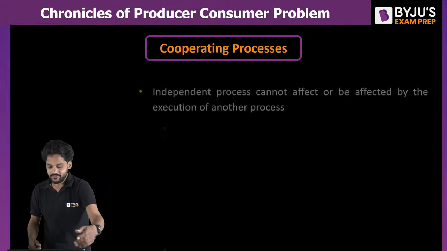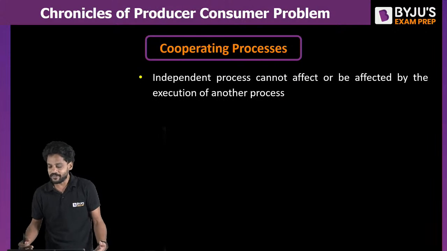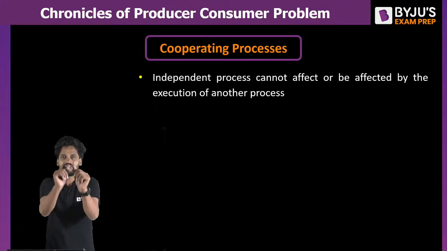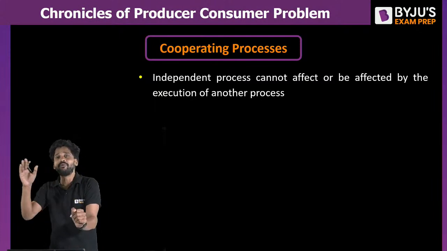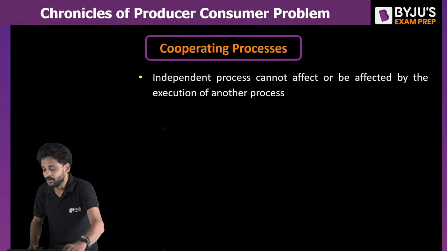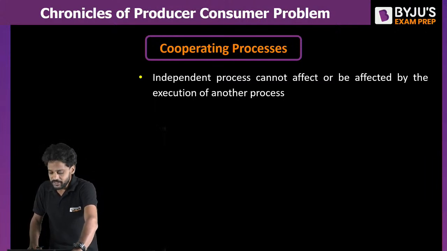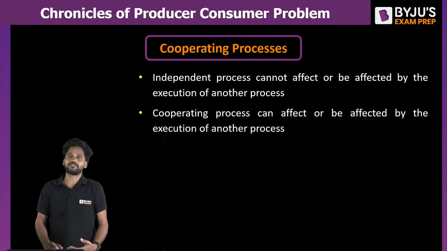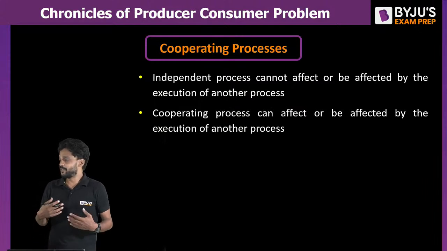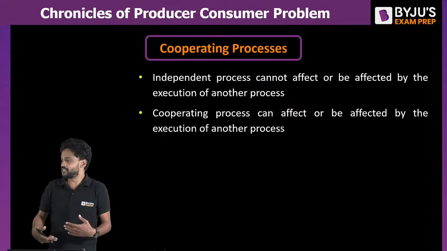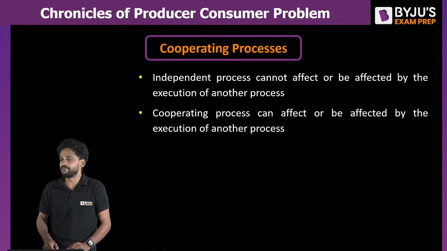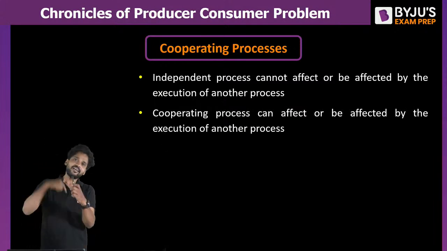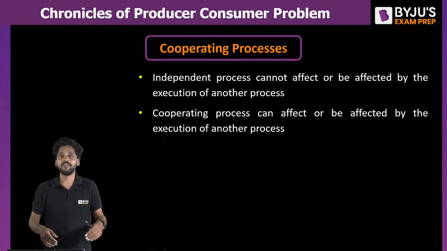An independent process cannot affect or be affected by the execution of another process, since an independent process will be given an exclusive set of resources which can never be shared by any other process. The next thing is, a cooperative process can affect or be affected by the execution of another process. Let us say I'm a process, and during my execution I want to communicate with one more process, ABD. Then ABD can affect me, or I can affect that process during the execution.